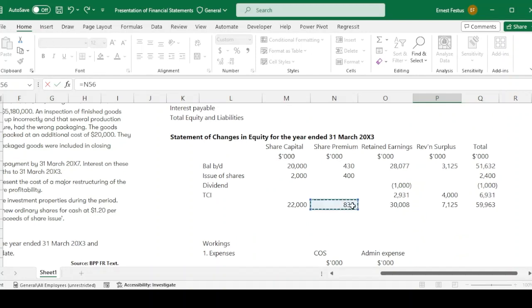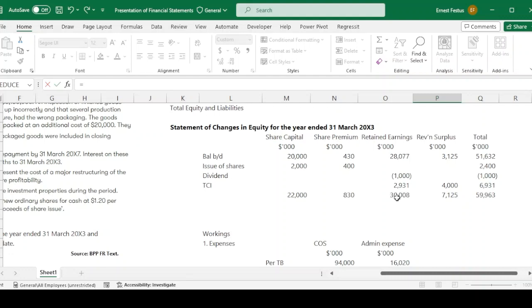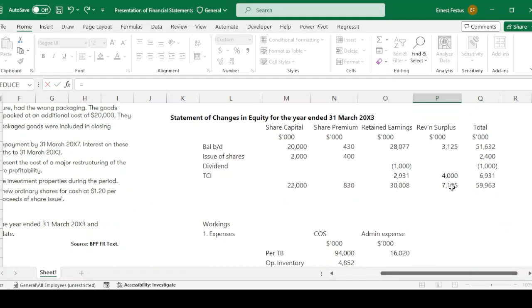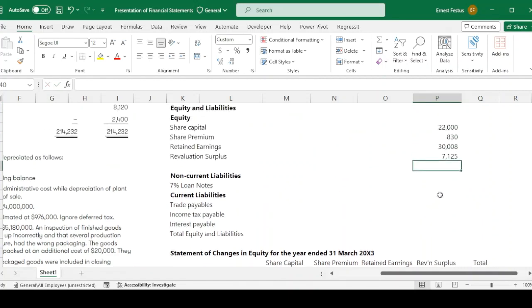My share premium is 830. For the next one, it is 38. For the next one, it is 7125. So we have it there, and then I can actually add them together. So alt equals, and then we have that figure there. Let me insert a border.